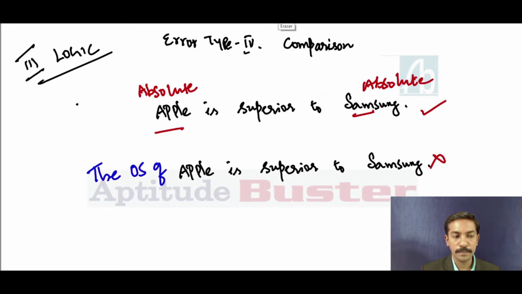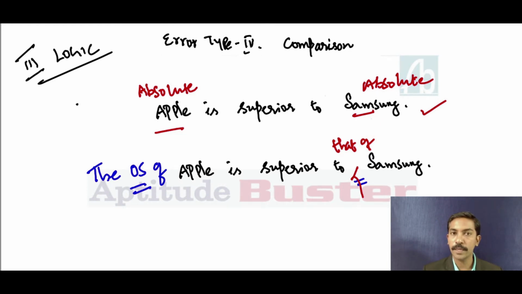Hope you would have got it. Anyhow, I'll explain. When you compare the operating system of Apple, you should compare it with the operating system of Samsung. So the meaning should be the OS of Apple is superior to the OS of Samsung. Meaning wise. Structure wise, it would be the OS of Apple is superior to that of. Remember this idea alone. I'll explain.